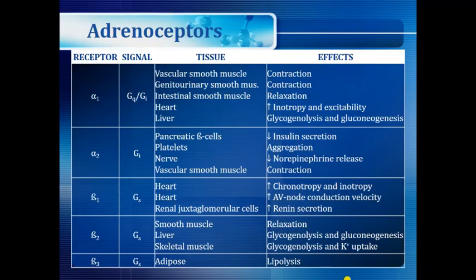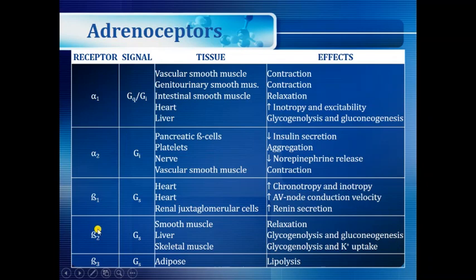This is the list of adrenergic receptors. To know the drugs which act on the receptors, we should first know which receptors are there in the adrenergic system. In the adrenergic system, there are basically two types of receptors, alpha receptors and beta receptors. Alpha receptors are further subdivided into alpha 1 and alpha 2 receptors, while beta receptors have three subtypes, that is beta 1 receptor, beta 2 receptor and beta 3 receptor.